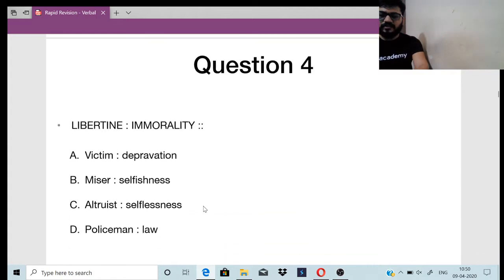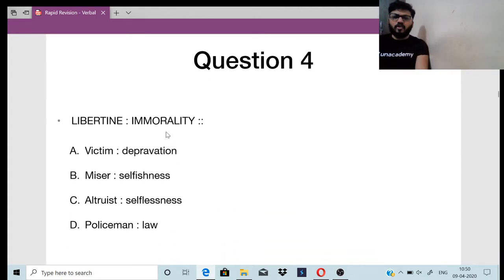Chalo, the next one. Yes, libertine is immorality, dash is dash.